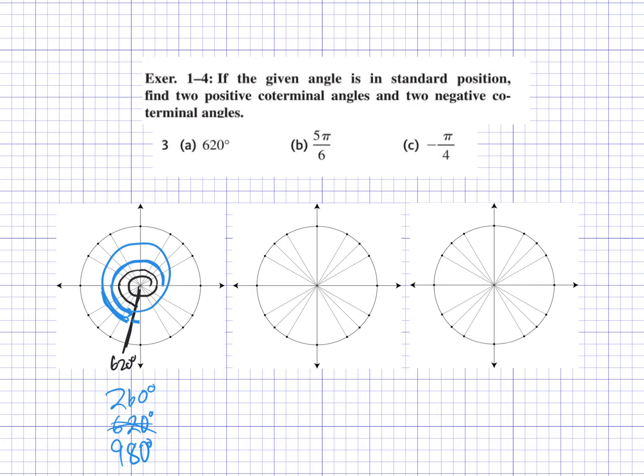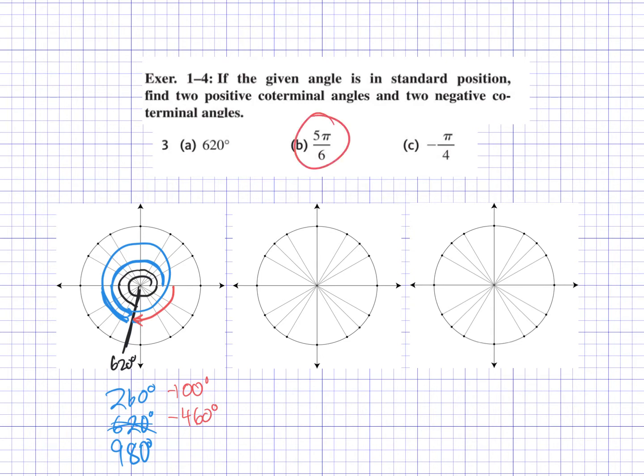Okay, so now we got to go negative. So there's 90 plus that 10 more. So that's negative 100 degrees. And now you have to do another 360 from that, so negative 460 degrees would get you there.